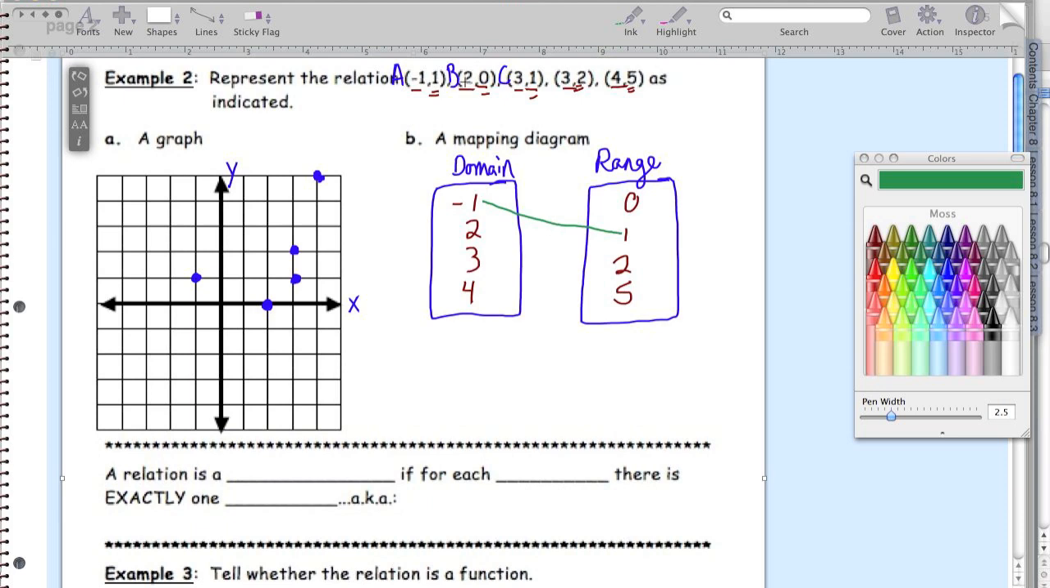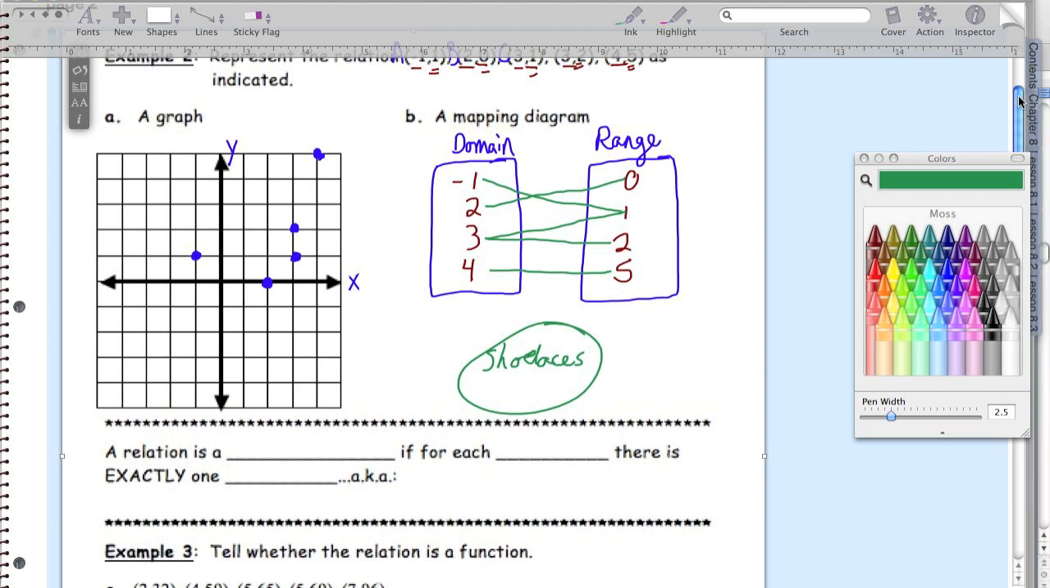The second ordered pair says 2, 0. So we start at 2, we connect it to 0. 3, 1, 3 connected to 1. 3, 2, 3 connected to 2. And 4, 5, 4 connected to 5. It almost looks like shoelaces, badly laced shoelaces. So if I say in class, shoelaces, that might help you trigger your memory that that's what a mapping diagram is, because we'll be looking at different graphs, so it's easy to confuse them.